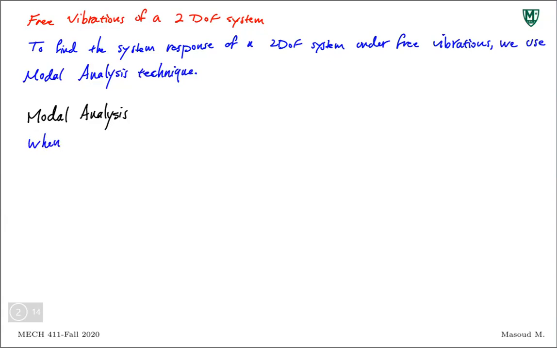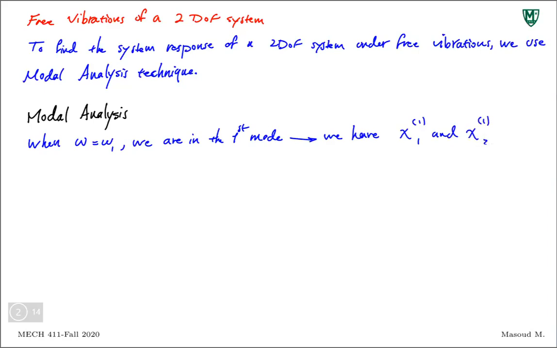So here's the approach. When omega is omega 1, when the system is oscillating with its first natural frequency, remember that, we are in the first mode. And we have x11 and x12. These are mode shapes. When omega is omega 1, we said the ratio between amplitudes x11 and x12.